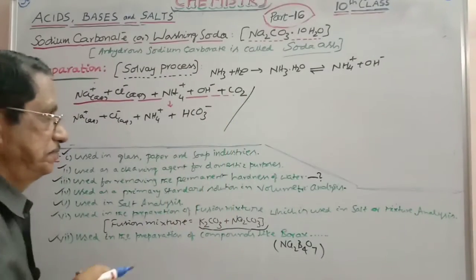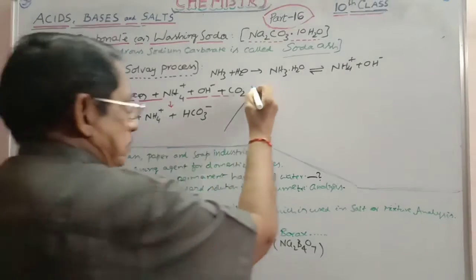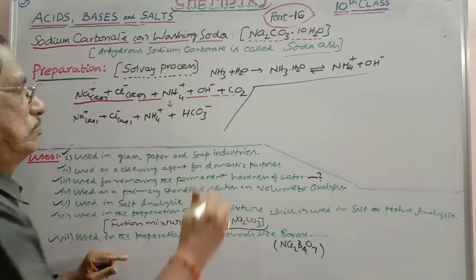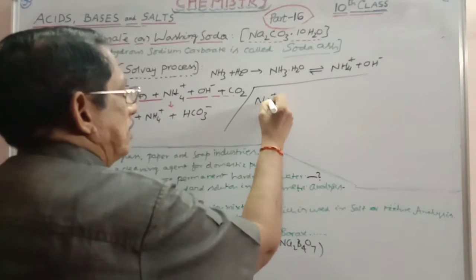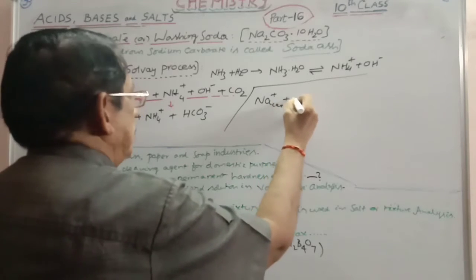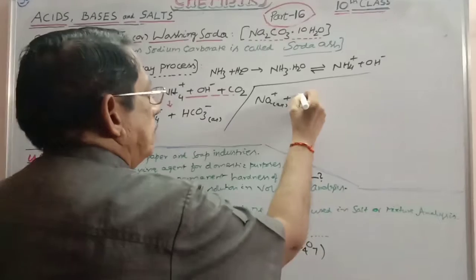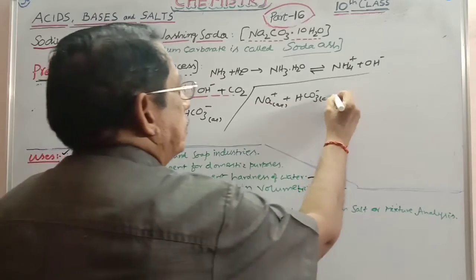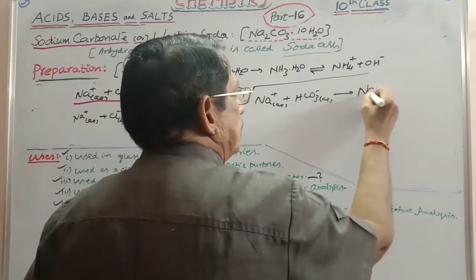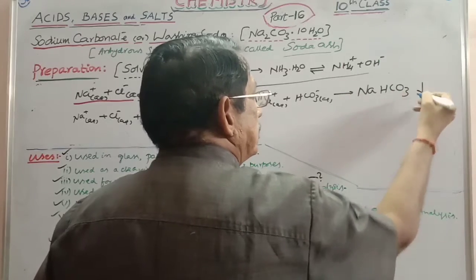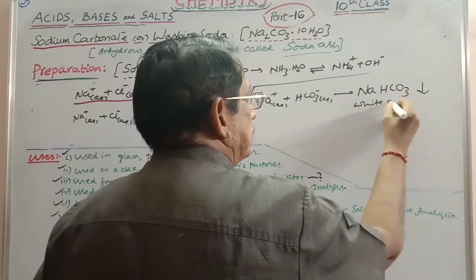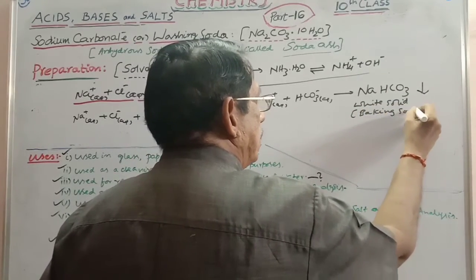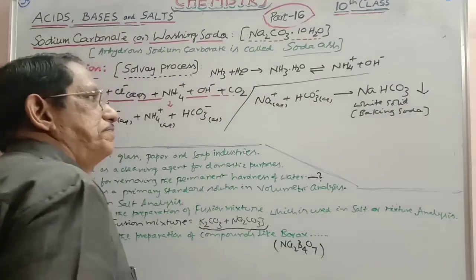Then what is going to happen here? Na plus and the bicarbonate ion, these two will combine. Na plus in aqua, bicarbonate ion HCO3 also in aqua, you will get sodium bicarbonate. It is insoluble, so it is precipitated. It is a white solid. That is sodium bicarbonate, which you can call baking soda. That itself is the preparation of baking soda.